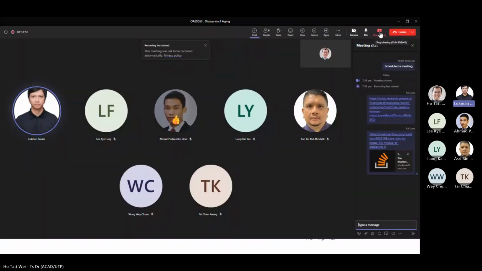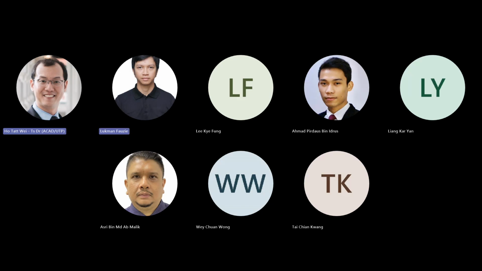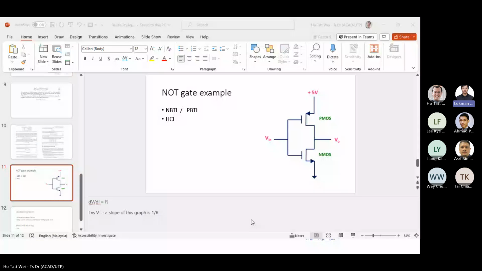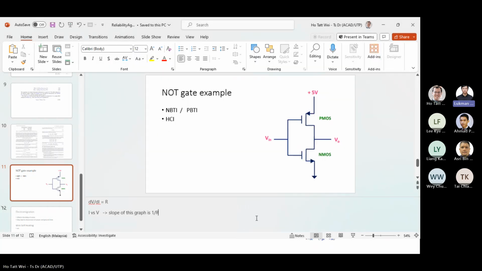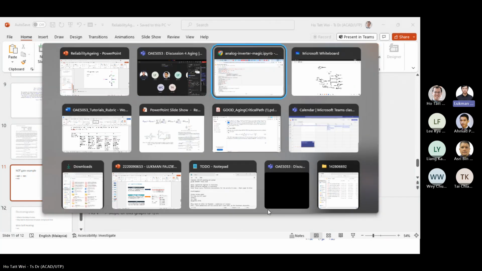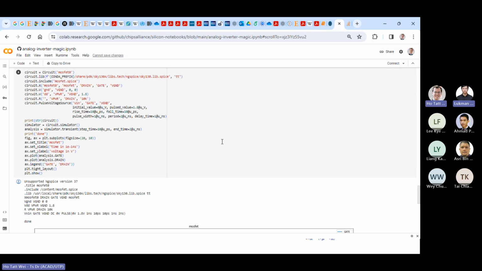Dr. Eric, can I ask? Yes, Lukman, please. My problem is to benchmark whether my calculation is correct or not, because when I got the effective resistance and the capacitance and compared it with the logical effort method, the numbers don't tally.